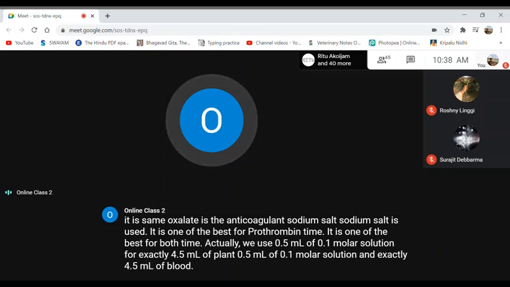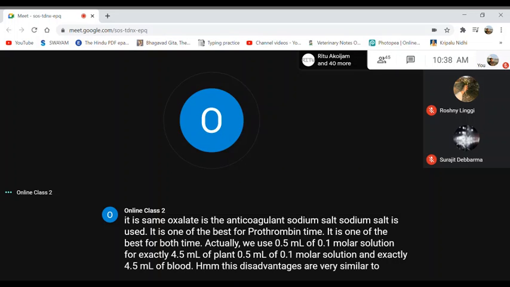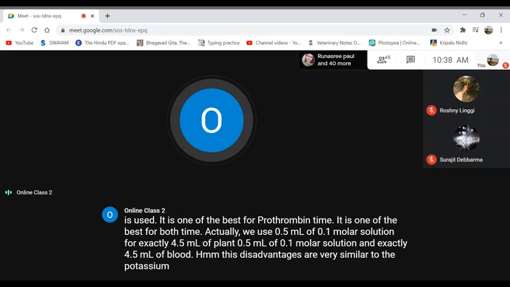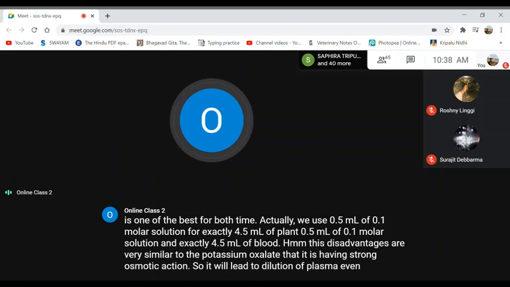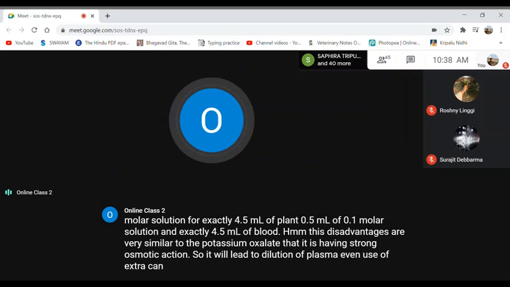These disadvantages are very similar to potassium oxalate, in that it has strong osmotic action. So it may lead to dilution of plasma. Even use of extra can cause shrinkage of RBC.